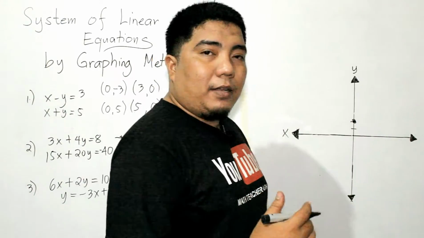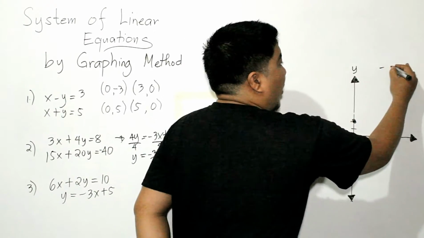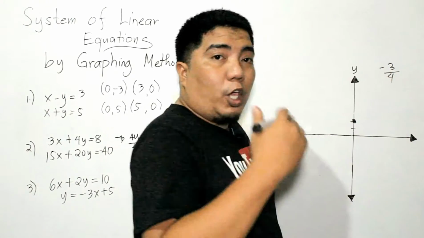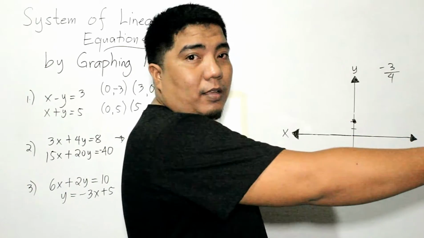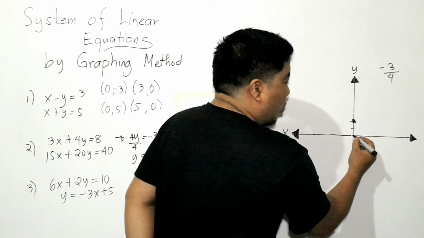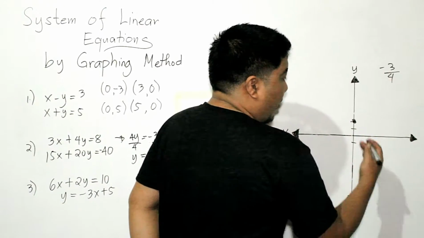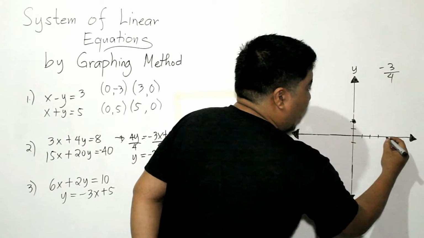Okay? And our slope is negative 3/4. Meaning, if you have a slope that is negative 3/4, you will go down 3 units and then run to the right side 4 units. So, that is 1, 2, 3. Okay? We go down.